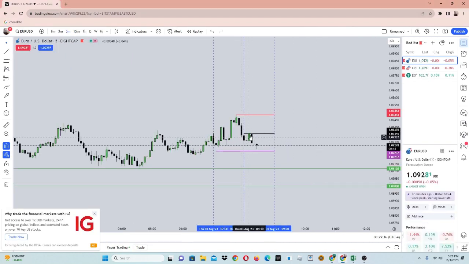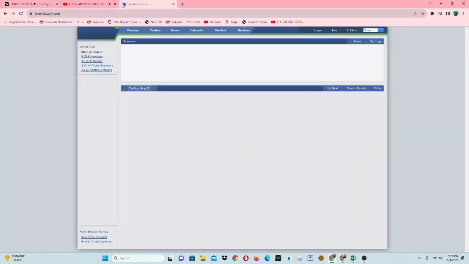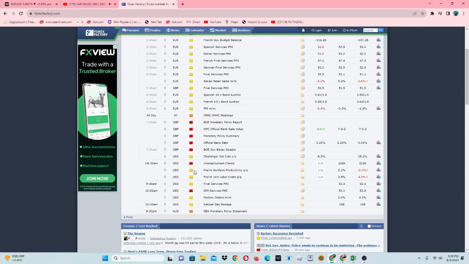But also we created a swing formation in this hourly candle that did not close yet. But since we have news at 8:30, if I go to Forex Factory, we have unemployment claims at 8:30.